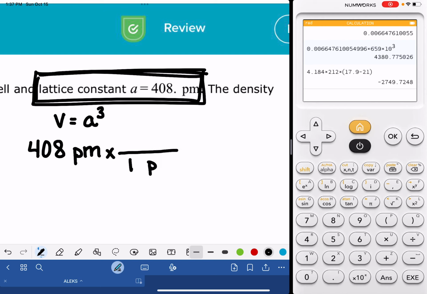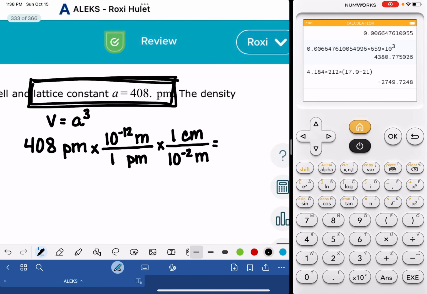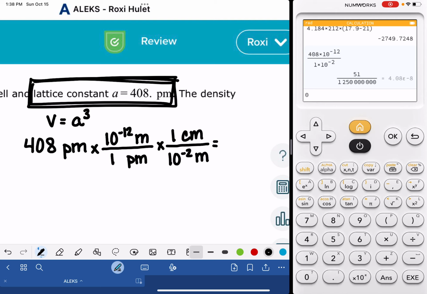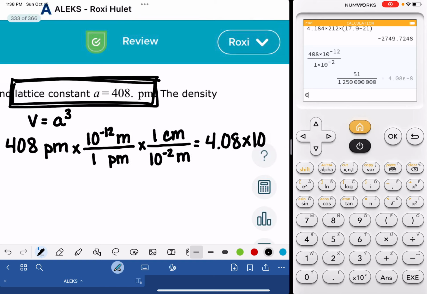1 picometer is 10 to the minus 12 meters. And then I'm going to do one more conversion. 1 centimeter is 10 to the minus 2 meters. And that's going to get me my edge length in units of centimeters, which is consistent with what I'm trying to work with in this problem. 408 times 10 to the minus 12 divided by 10 to the minus 2. This gives me an edge length, or an a value, of 4.08 times 10 to the negative 8.